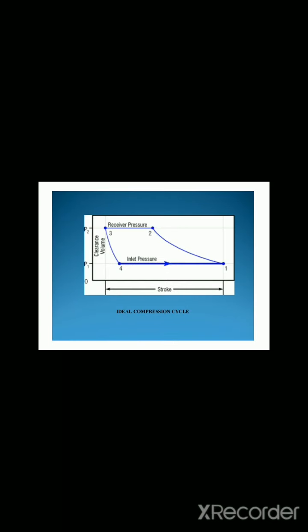Next, the ideal compression cycle of the air compressor is shown in the above graph. Pressure is on the y-axis, and on the x-axis there is the stroke. Here are the clearance volume and the receiver pressure or inlet pressure. Inlet pressure is at the ground level, and whenever the pressure is increased, there is the clearance volume, and finally the receiver pressure. So this is the standard or ideal graph, and this is the compression cycle.